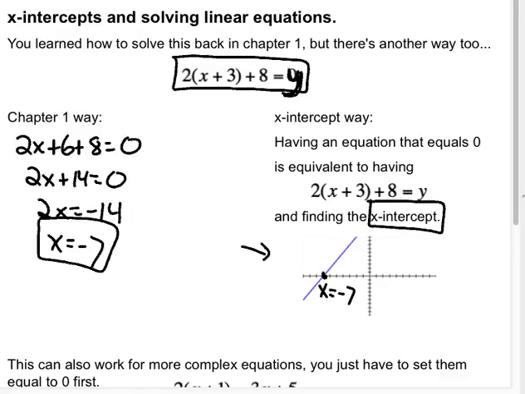So you can check your solutions to equations when you're having to solve. You can check them graphically because that 0, if you picture that as y and you graph it, well, all you're looking for is the x-intercept, and that's going to be the solution.